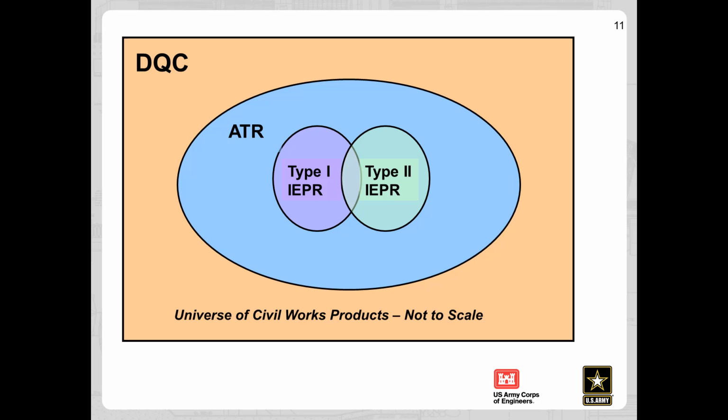And you may be familiar, this has been around since EC 209, and we see that we've got the universe of civil works products and DQC encompassing everything, and then we have smaller subsets for ATR and our IEPRs. And the little Venn diagram there in the middle, that would be your safety assurance review overlapping with your Type 1 for studies that have concerns with significant threat to human life.